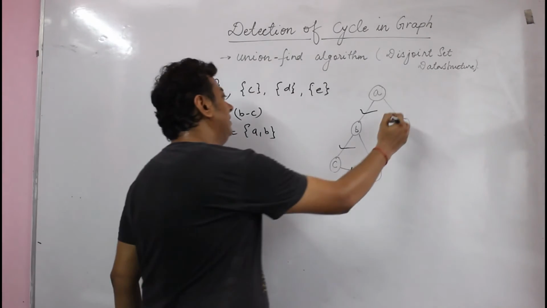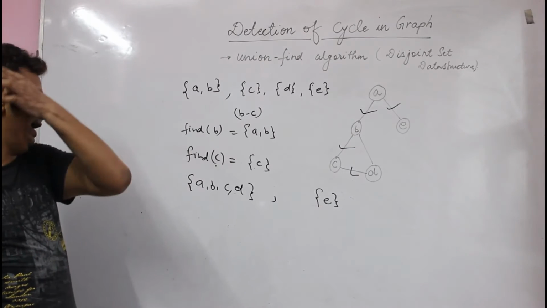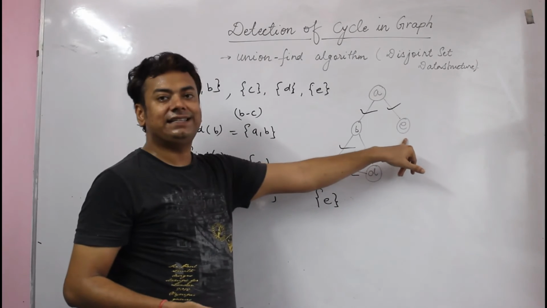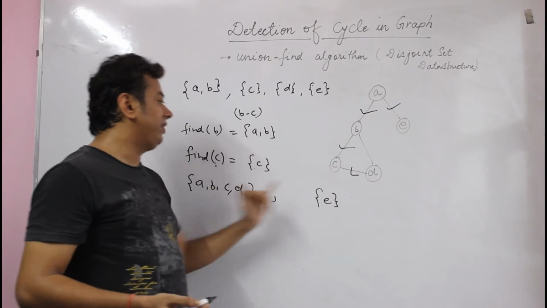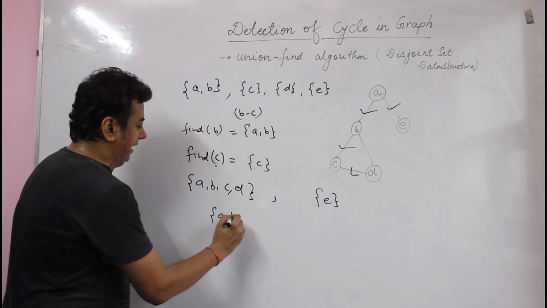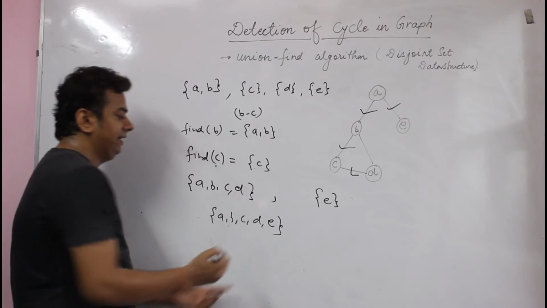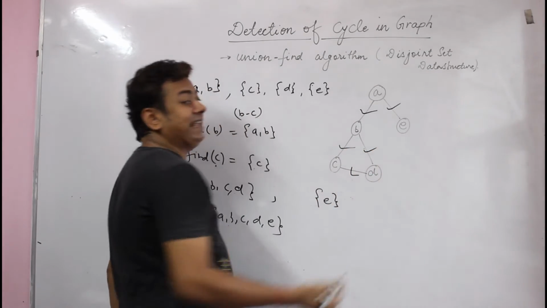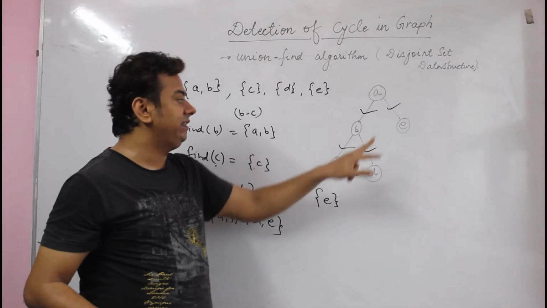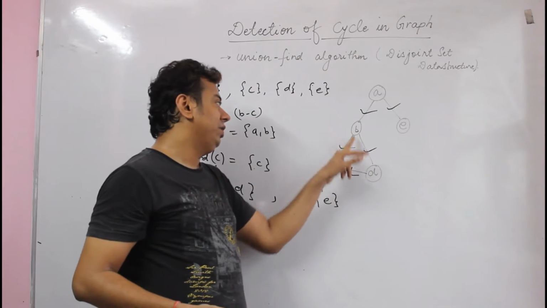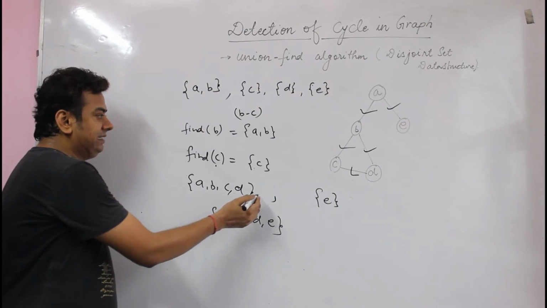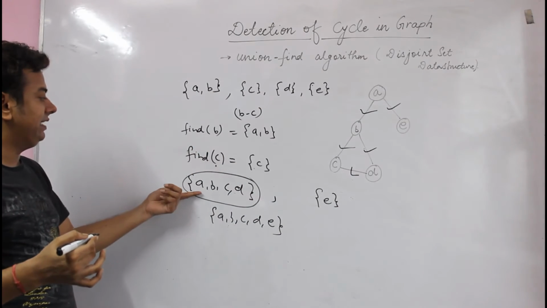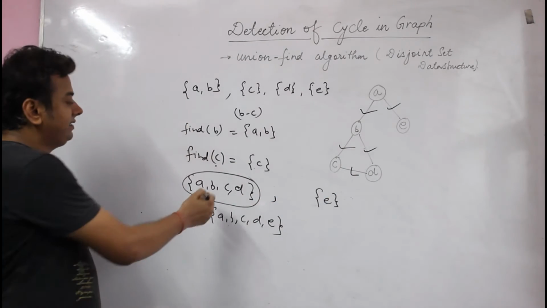Now we encounter this edge, A, E. The A set is this one and the E set is this one. These two are not equal, so we will merge them. So A, B, C, D and E is the set. Now let us suppose we encounter this edge, which is the last one. So B and D. Since find of B will return this one set and D will return the same.